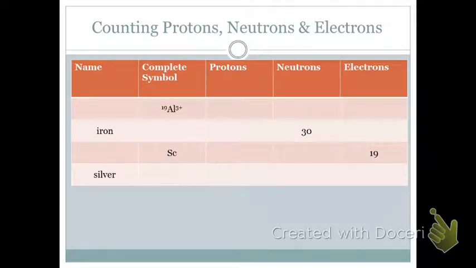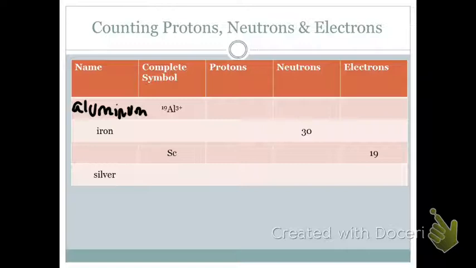Alright, you need a periodic table to complete this. If you do not have one, I suggest you pause and get one up on your computer now so you can follow along. First off, the name of Al is aluminum. Look at the periodic table. The upper left number is the mass number.